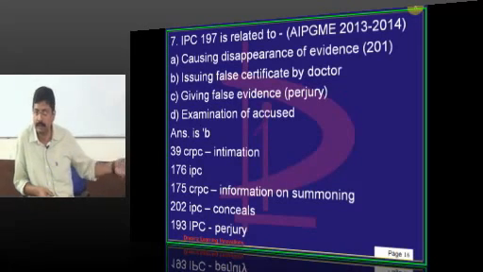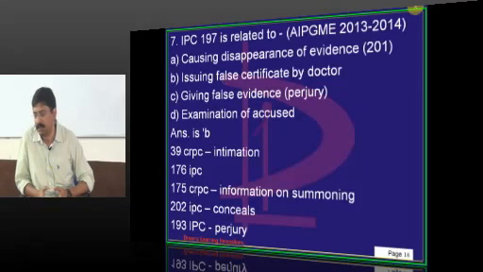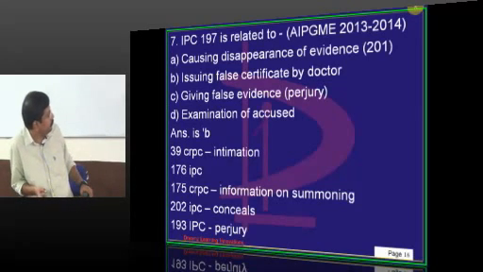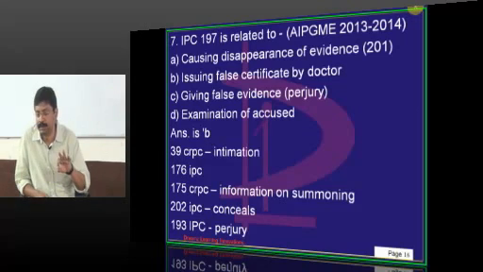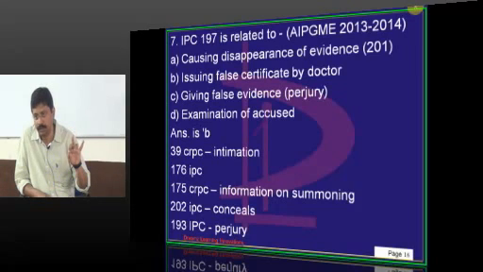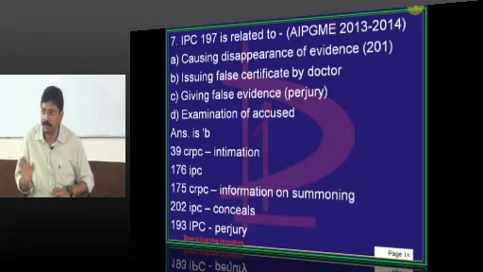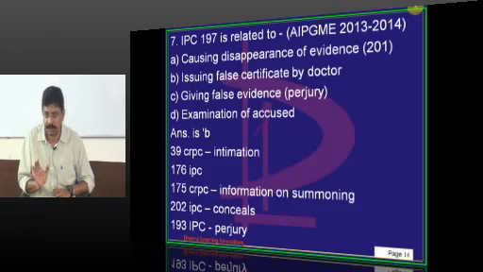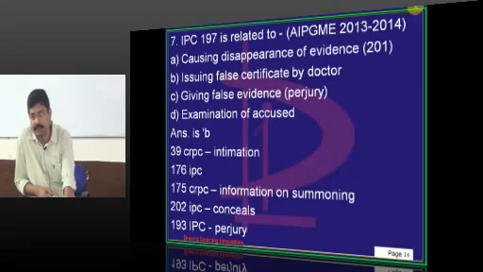And 193 is, all of you know, perjury, giving false evidence, or punishment for perjury. Either it may be false evidence or fabricating evidence, okay. So these are the importances. 39 CRPC is that a government doctor should inform all three types of cases: homicide, suicide and accident. A private practitioner is exempted from suicide, okay. And 176 IPC is punishment if there is no intimation, okay. And 175 CRPC is giving information when summoned, and when it is not followed or whenever there is concealing of information, it is punishable under 202 IPC, okay.